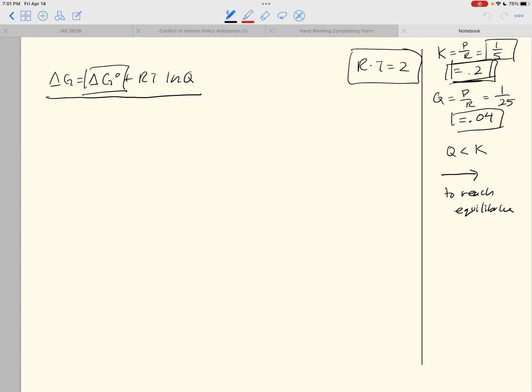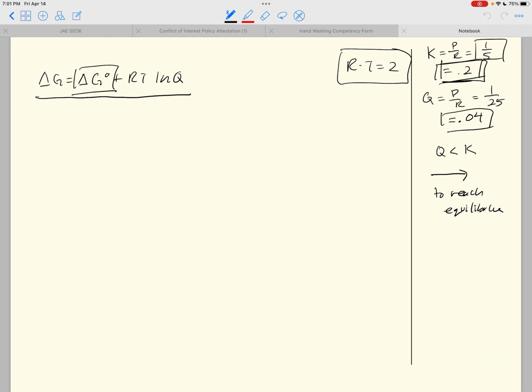Now let's see it from a big overview again. I just rewrote the same thing again. If you're given this information from the first test, you will know that the reaction would move forward. Why? Because Q is less than K. But then I'm going to plug the same numbers into this equation right here. All these numbers. Just a quick recap.